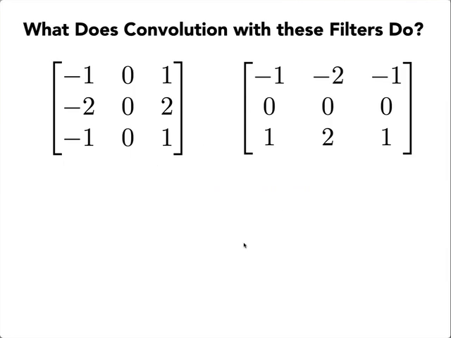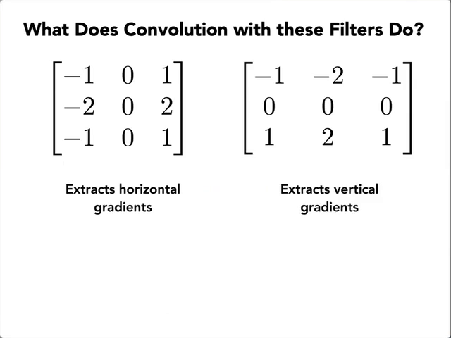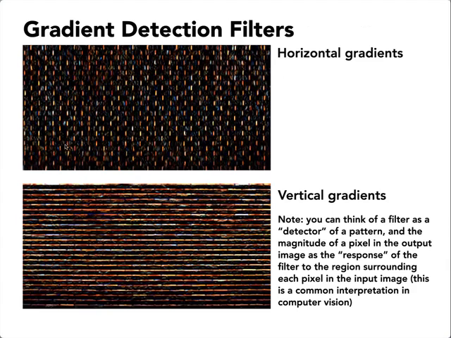So what do these filter kernels do? This is going to extract horizontal gradients, and this is going to extract vertical gradients. Let's take a look at the output. This is applying the horizontal gradient filter on that brick texture, and you can see what it's done. It's picked out all the locations in the grouting where there was a vertical feature, a vertical grouting feature. And this is the vertical gradients. It's picked out all of the horizontal edges in this scene.